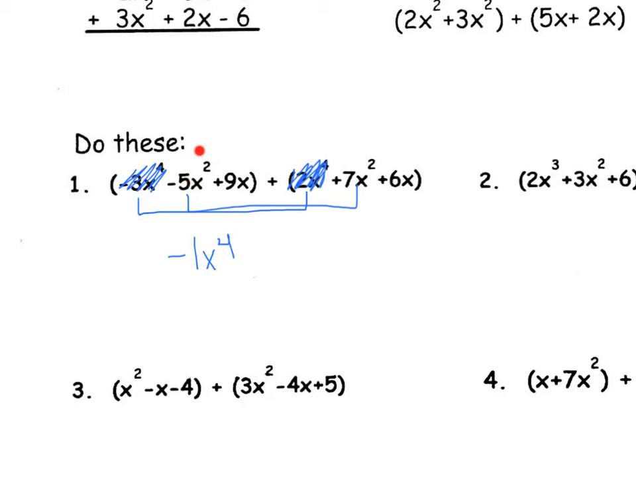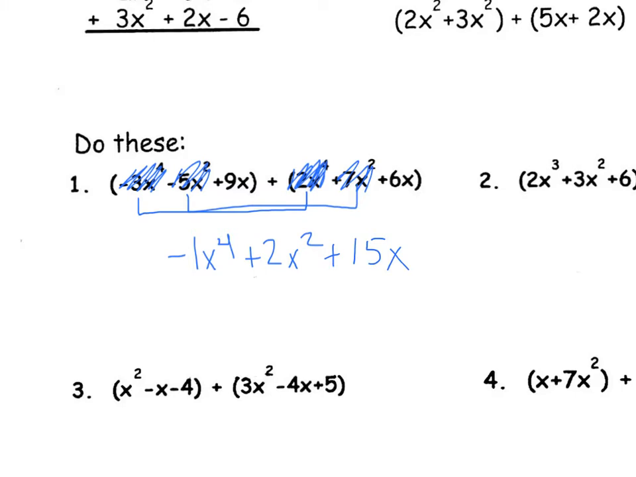So again, here, here, here. Always hit that sign in the middle. Negative 5x to the second plus 7x to the second gives me positive 2x squared. And now we can do 9x plus 6x. 9x plus 6x, and that is 15x.